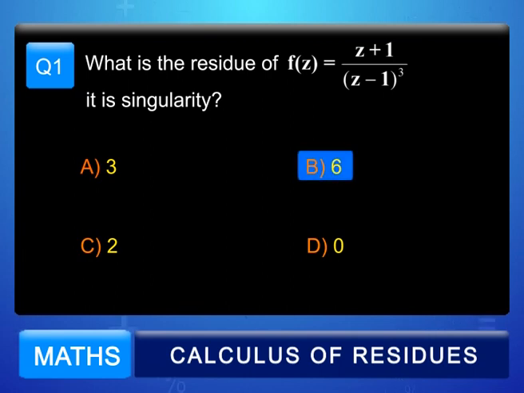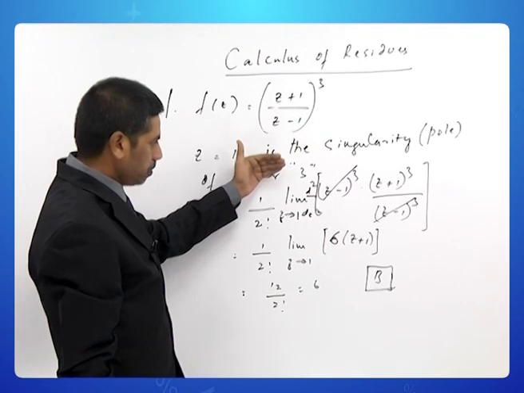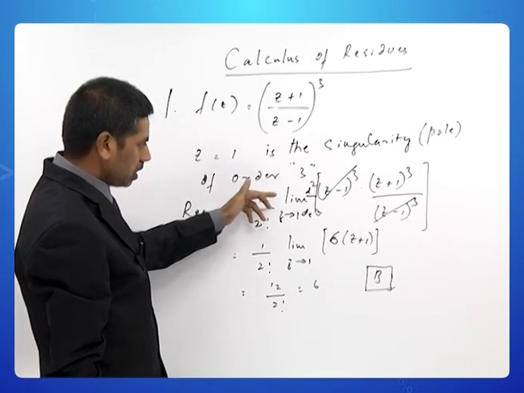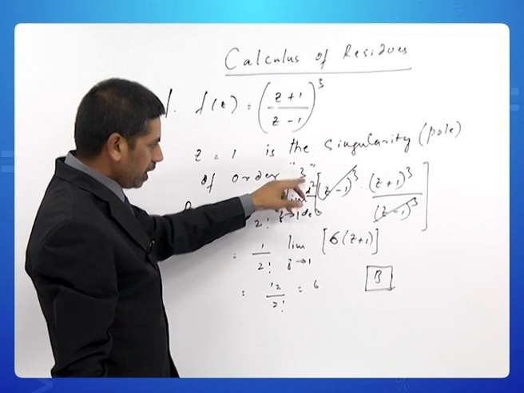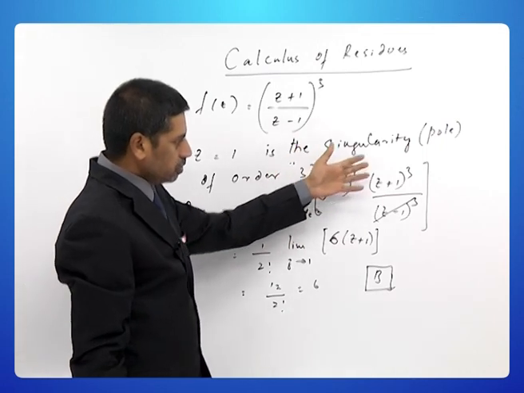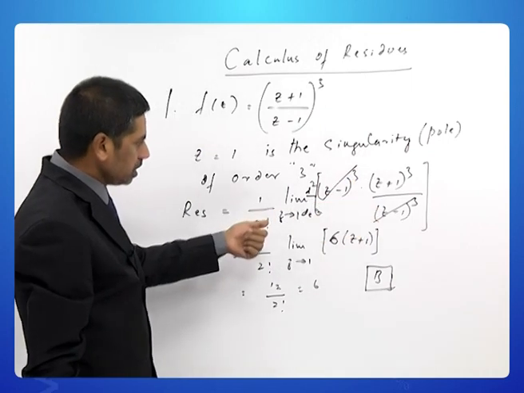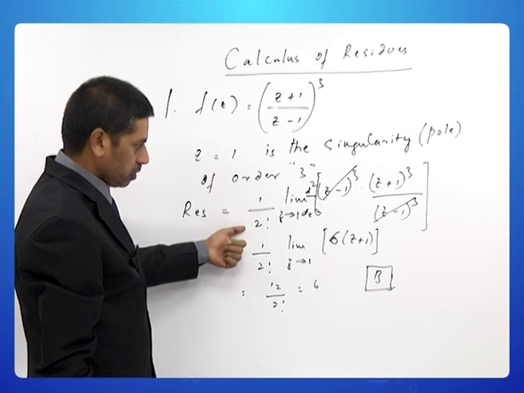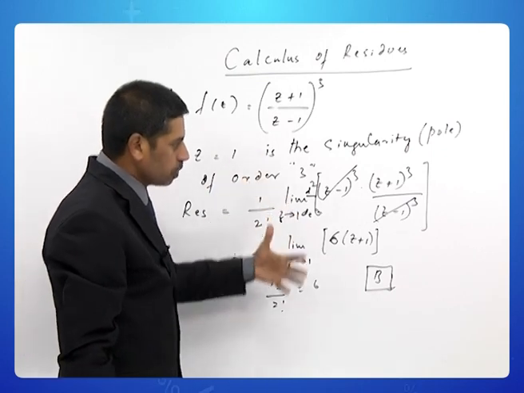So the idea is, when you have a pole of order n plus 1, the residue is calculated as 1 by n factorial, limit at that singularity, nth derivative of the singularity to the power of n into the function. In this case, n is 3, therefore you differentiate 2 times and don't forget to divide by 2 factorial. So this is the fastest way of calculating the residue at a pole.